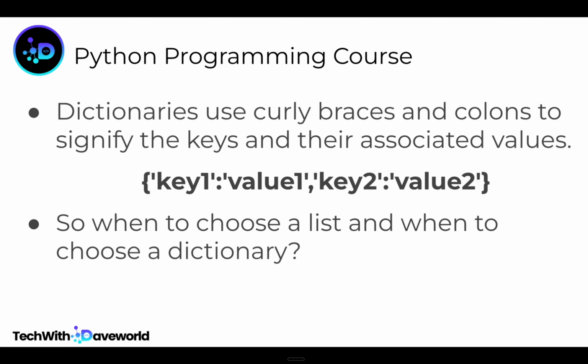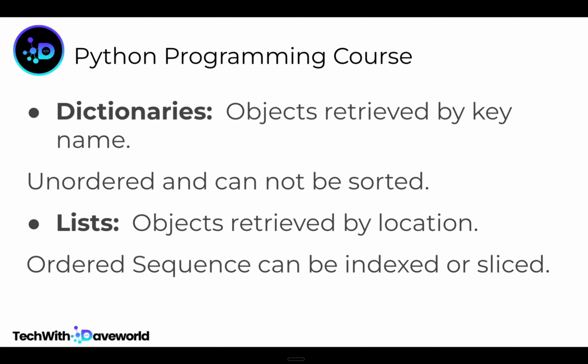So when is the best time to use a list rather than a dictionary, or a dictionary compared to a list? We need to know that. Basically, a dictionary stores objects and retrieves them by their key name. So it's usually unordered and it cannot be sorted. Whereas a list retrieves its objects based on their location, and is an ordered sequence that can be indexed or sliced, which is one key thing you should take note of. With that being said, now that we know what dictionaries are, how to create them, and the difference between dictionary and list, let's jump into our notebook right now and get our hands dirty with dictionaries just to understand how they work better.